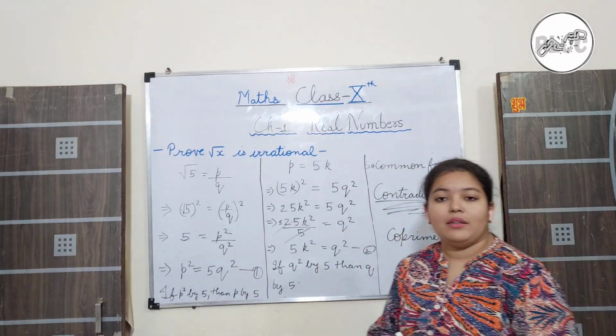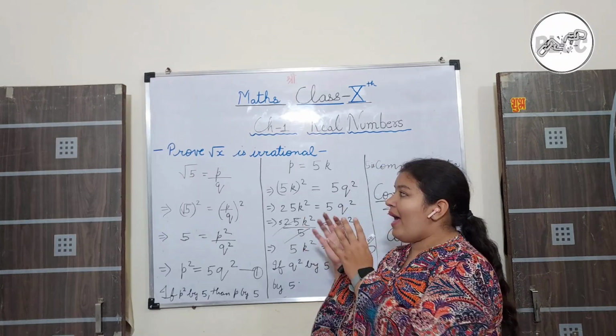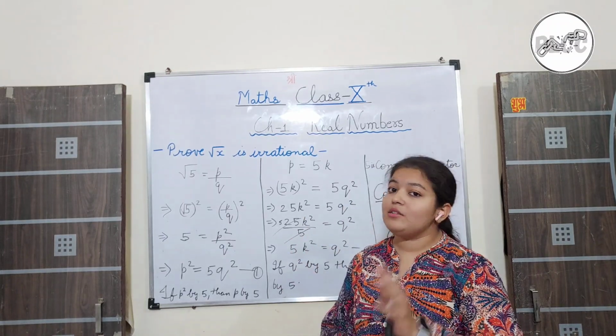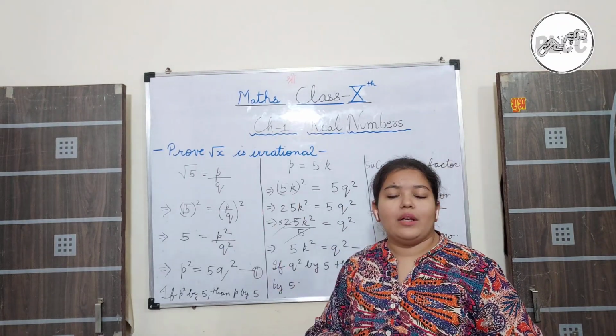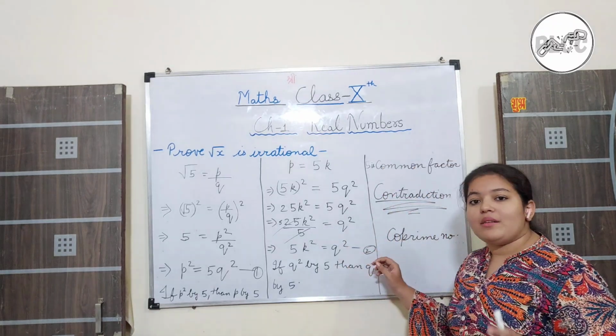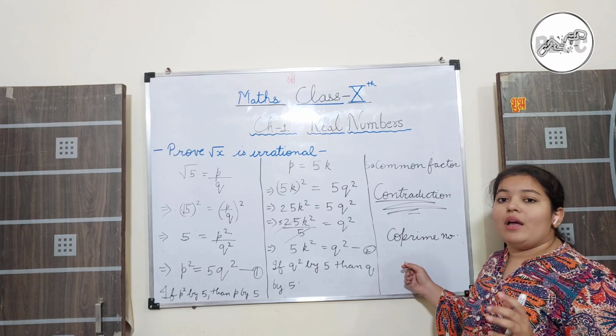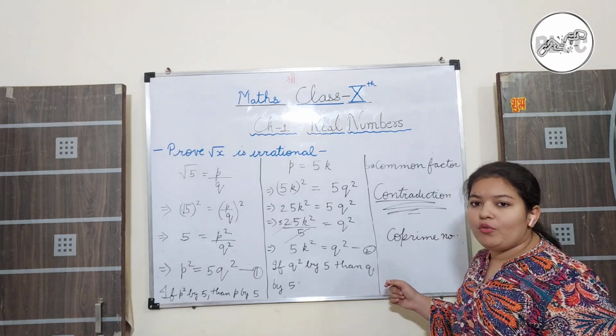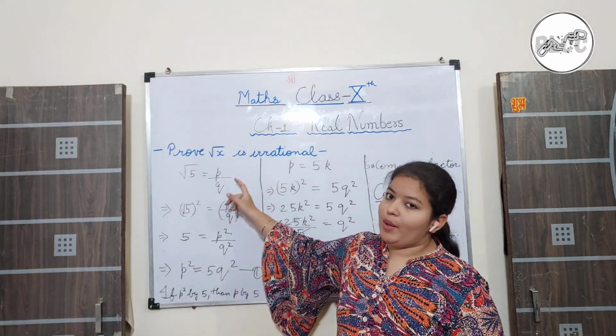Okay, so what's the contradiction method? The contradiction method says that if anything is true, we'll assume that it's false. So as we know that root 5 is irrational, but we'll assume that root 5 is a rational number. This method is known as the contradiction method. We know that every rational number can be written in P upon Q form, so we have written root 5 in the form of P upon Q.